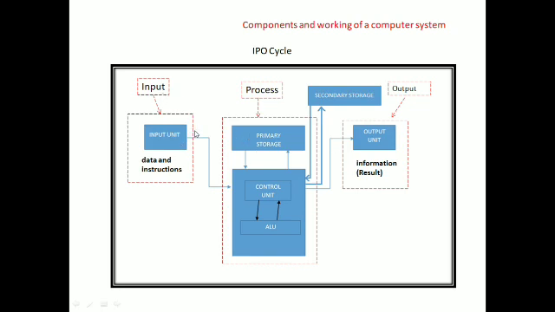Through the input device or input unit, data and instructions are given to the processing unit. In the processing unit, this data is processed by the ALU with the help of the control unit, and the result will be stored in the primary storage. Then after completing the process, the result will be sent to the output unit, and that result we call information or simply result. So that is the IPO cycle: input, process, output. So these are the components of a working computer system.